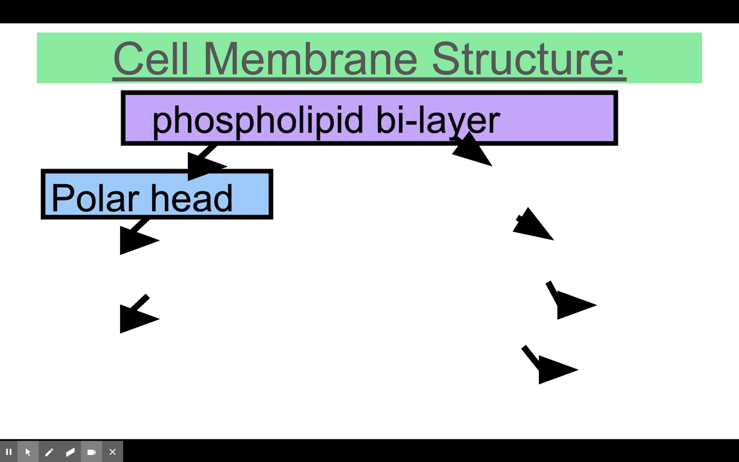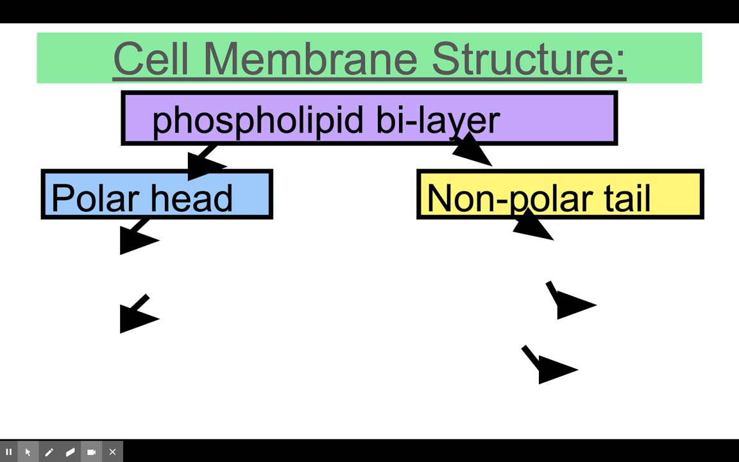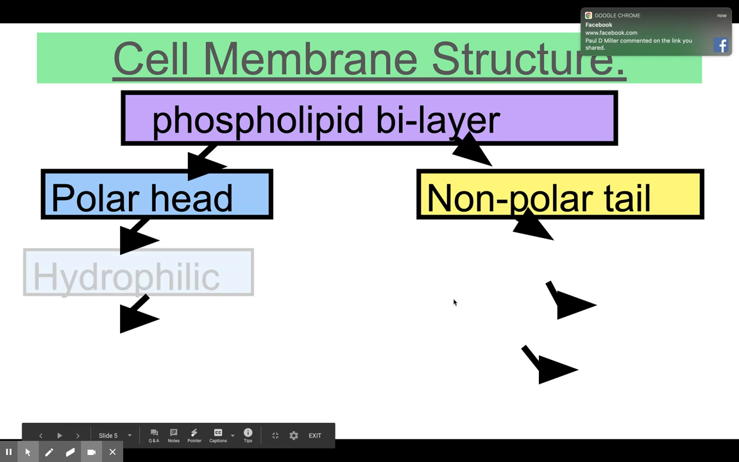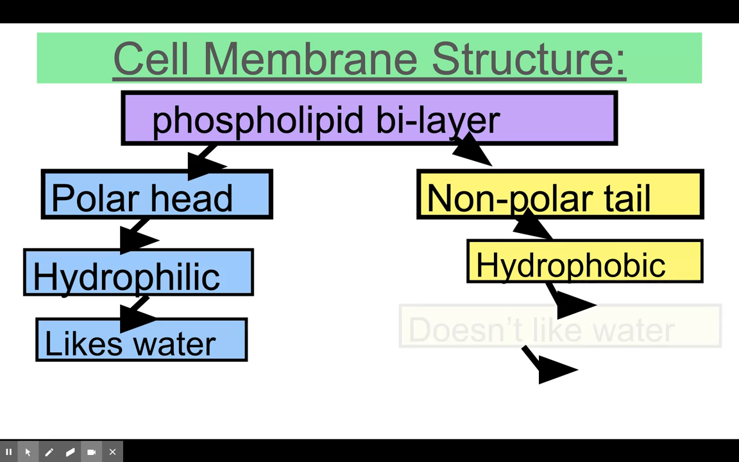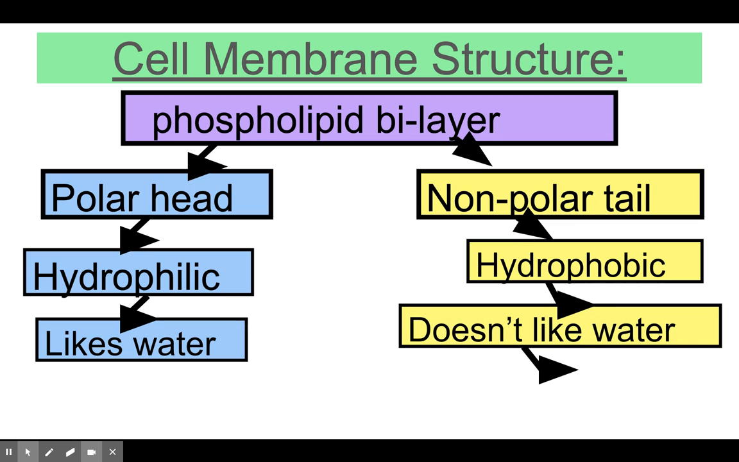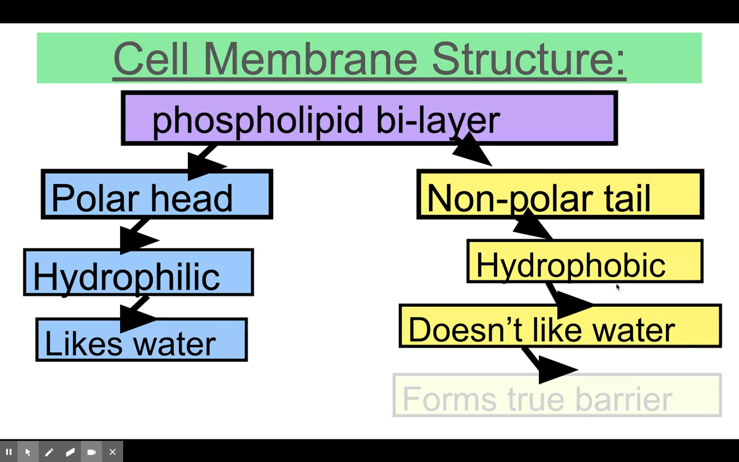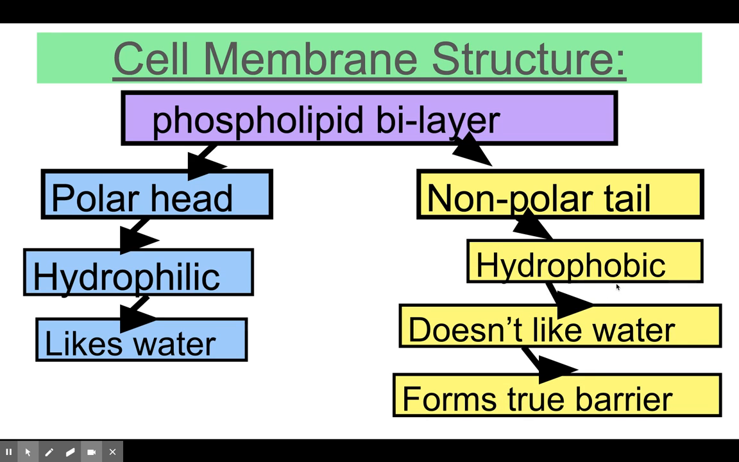So it has a polar head and a nonpolar tail. Something that is hydrophilic, it likes water. So a polar head is hydrophilic, meaning it likes water. The nonpolar tail is hydrophobic, and it doesn't like water. So if you have a phobia of something, you hate it, you're afraid of it, right? So nonpolar tail is hydrophobic. So hydro means water, phobic means fear of. So that tells you that it does not like water.